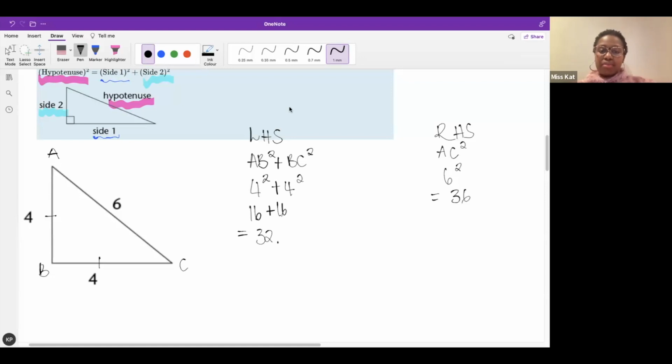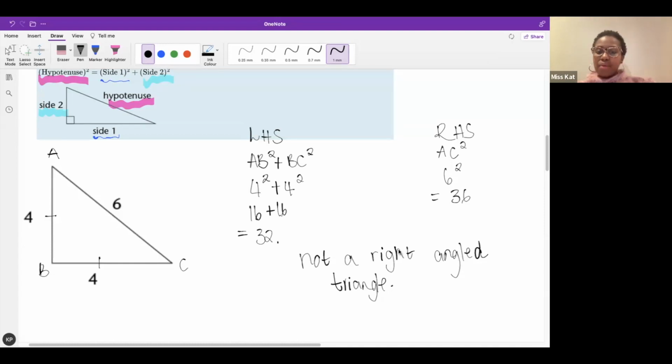36. Is the left-hand side equal to the right-hand side? Nope. So therefore, this is not a right angled triangle.